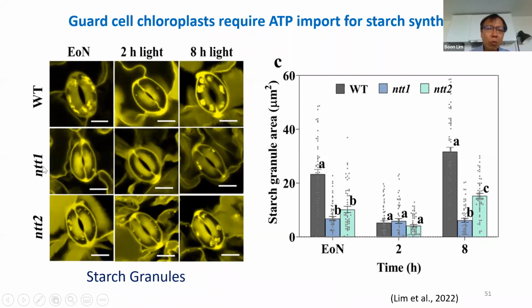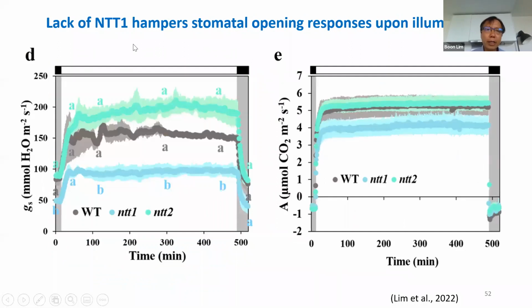However, in the NTT1 mutant, we do not see a lot of starch granules, and even after 8 hours of light there are very few starch granules here. NTT2 also has a lower amount of starch granules. So that means the importation of ATP from the cytosol is important for starch synthesis in the guard cell. And lack of NTT1 also hampers stomata opening. This is the NTT1 mutant.